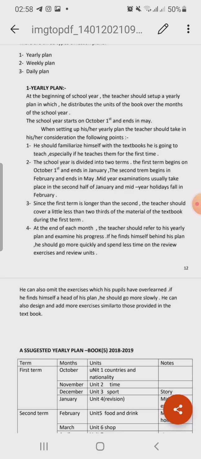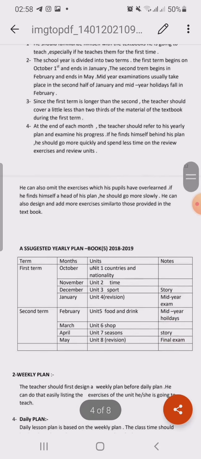Number 1, he should familiarize himself with the textbooks he is going to teach. لازم يحيط نفسه علما بالكتاب أو المقرر اللي راح يدرسه. Especially if he teaches them for the first time. خصوصا إذا كان يدرسوه للمرة الأولى.